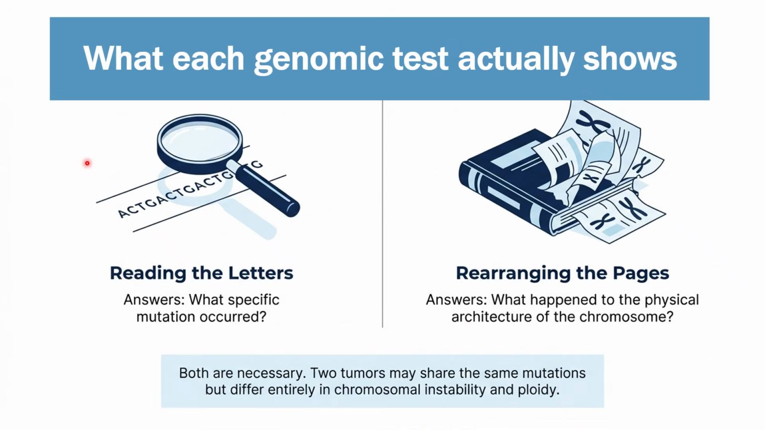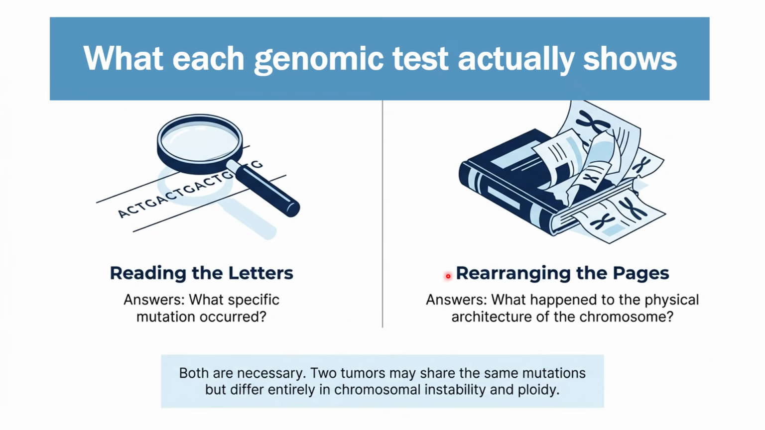Let us now look at what each genomic test actually shows. Let us imagine that the entire genome in our body is like a book. So, what next generation sequencing does is that it works like a proofreader. It goes through every page in the book and tries to read the letters and see if there is any spelling mistake happening there. It answers the question what specific mutation has occurred.